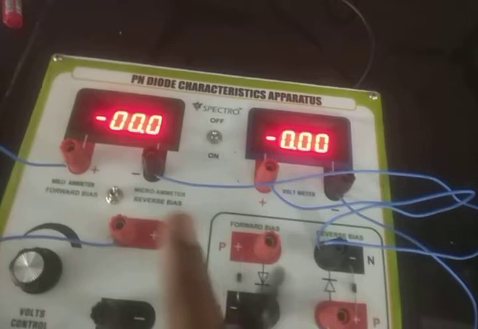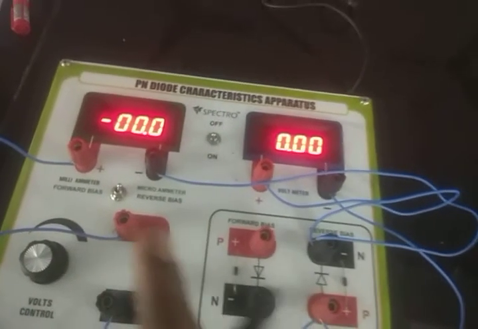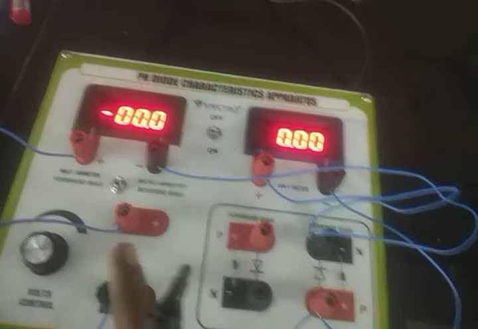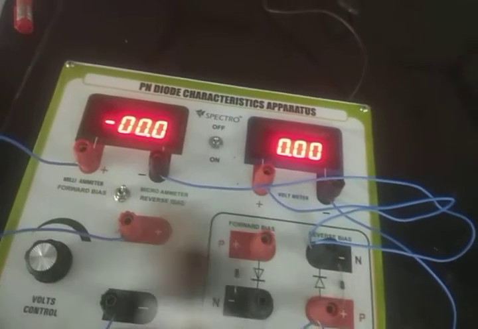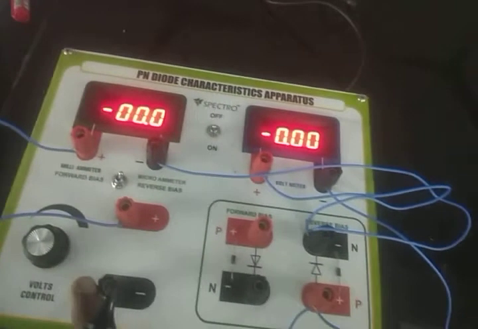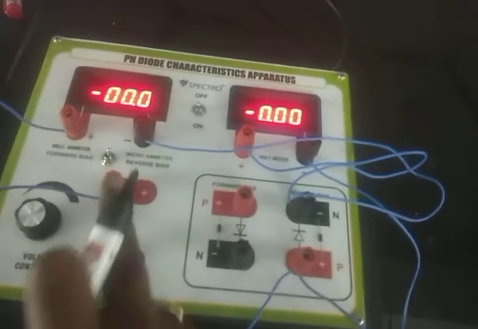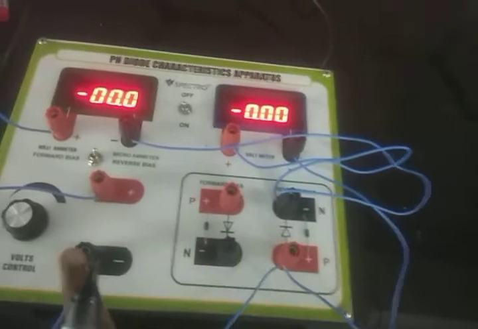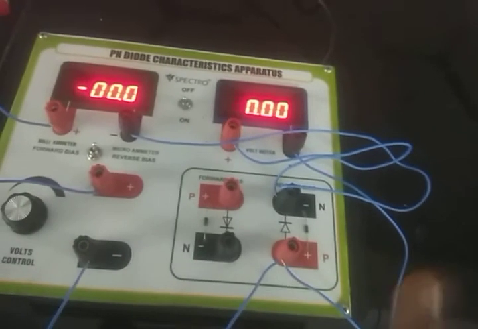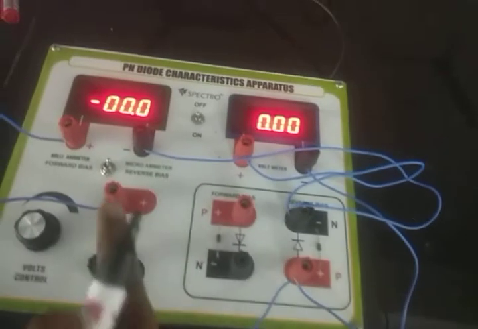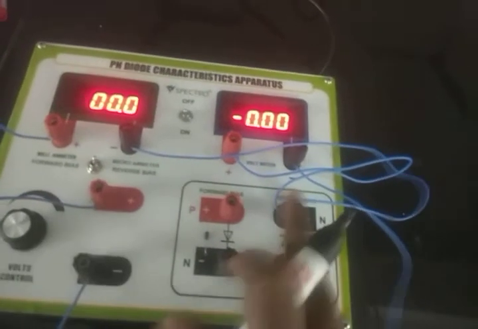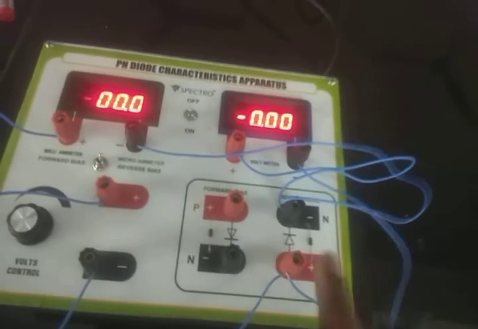Initially, forward bias means positive of the battery is connected to P type and negative of the battery is connected to N type. Reverse bias means positive of the battery is connected to N type and negative of the battery is connected to P type. That's why positive to positive, negative to negative means forward bias. Positive to negative and negative to positive means reverse bias. That's all. So I hope this is very clear.